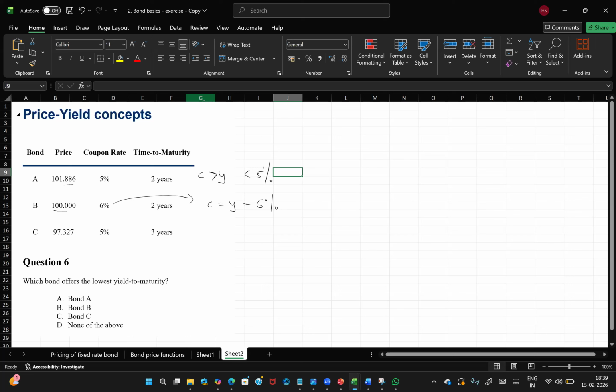And for bond C, if you look at it, it's a discount bond, right? So coupon is less than yield. Coupon is 5%, so yield is greater than 5%. So out of the three options, there's only one option which is less than 5. So clearly A has the least. So you actually don't even need to find the YTM using a calculator. By relationship, directly the answer is A. Lowest YTM. Yes, had it been highest YTM, then you need to calculate.